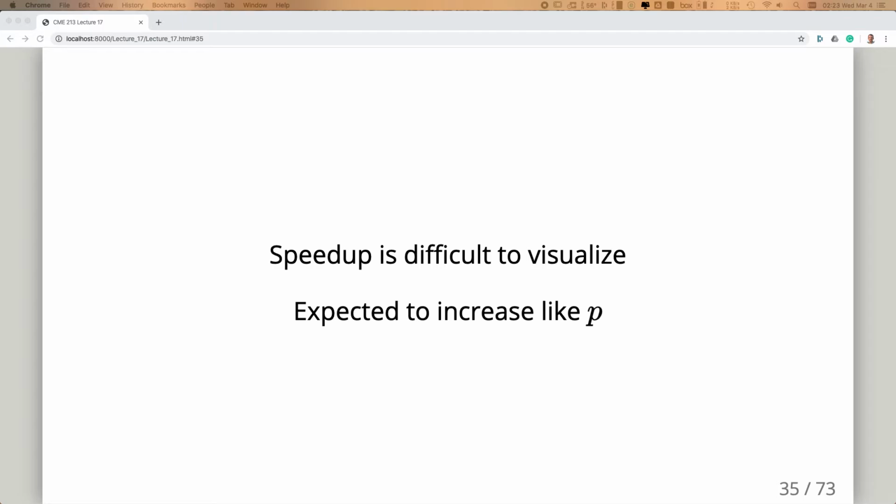Okay, so let's go back to this analysis, and let's then apply it to our matrix vector product. And in homework 5, you're going to apply this to the matrix product.